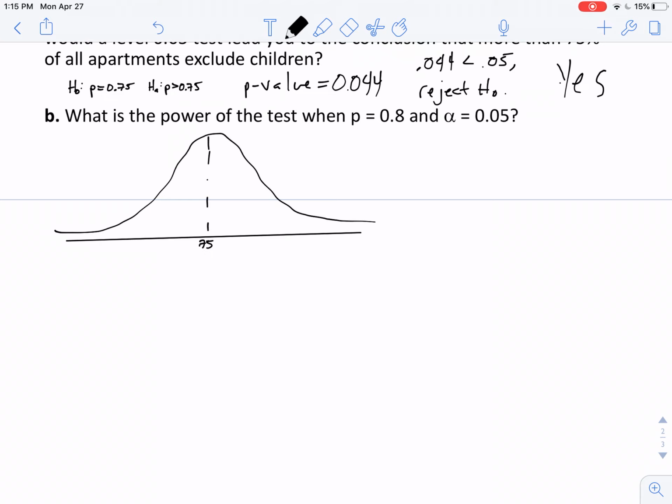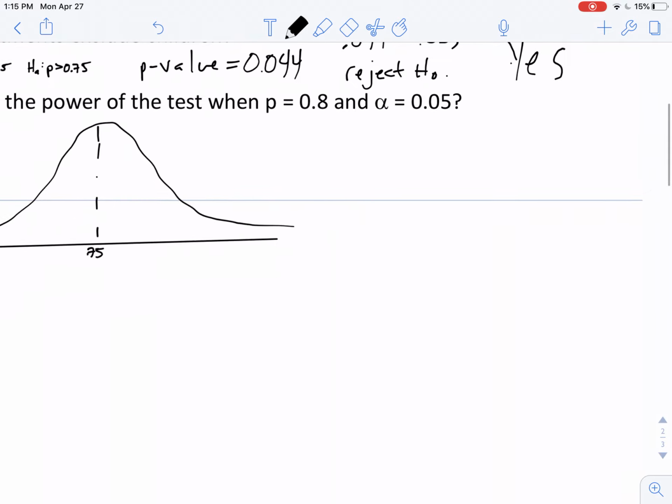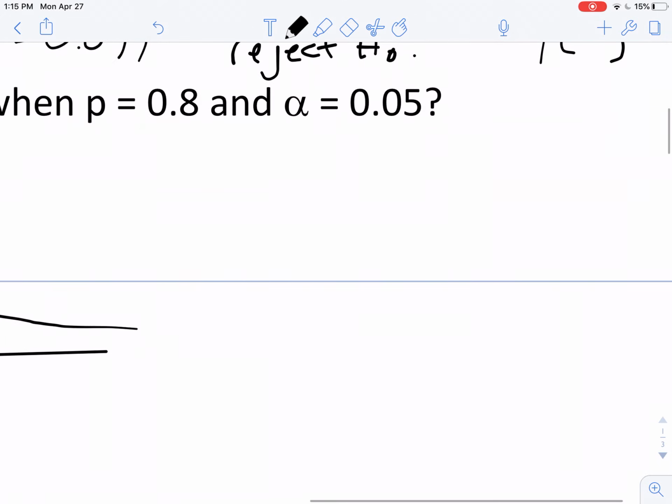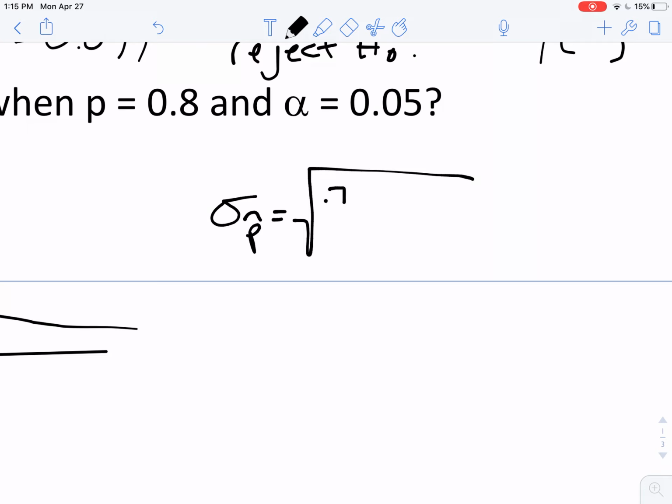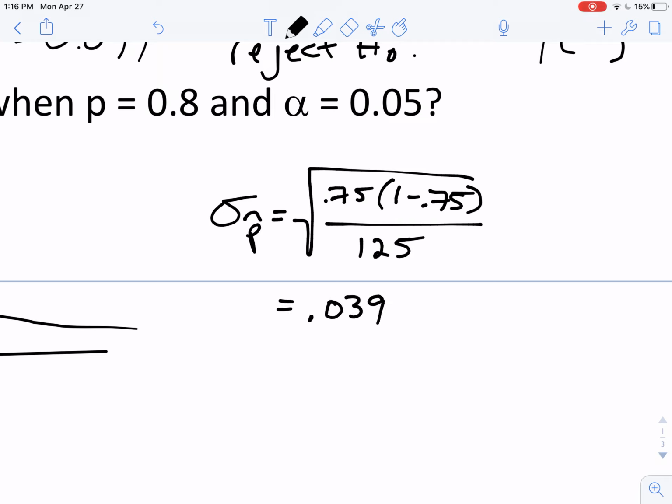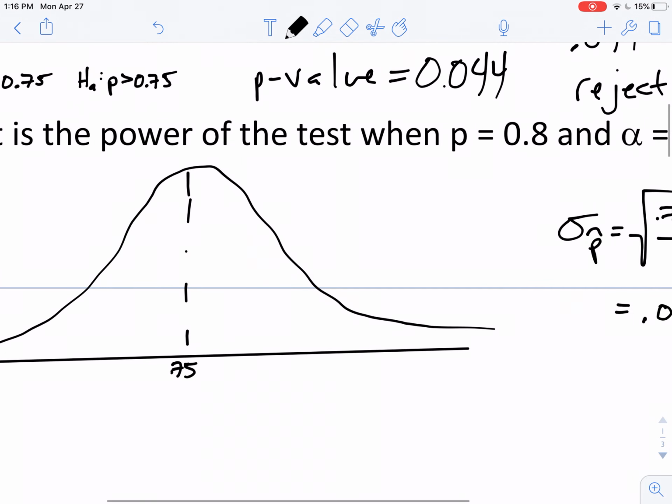Okay, so this is going to be my p hat axis and my z-axis. And I also then need to calculate my standard error. So my standard error is going to be sigma sub p hat. And sigma sub p hat is the square root of my hypothesized p times 1 minus my hypothesized p over my sample size of 125. So if I put that all into my calculator, I get about 0.039 as my standard error. So that's what I'm going to then count by on my picture.